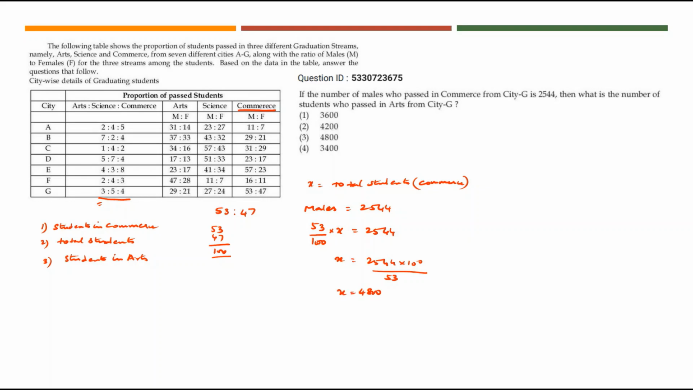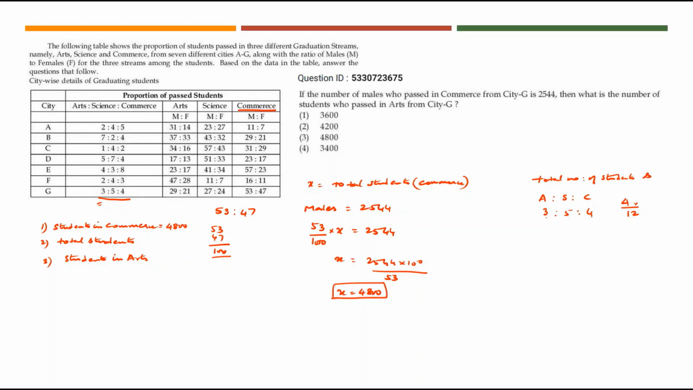Do we need to find the number of females? We don't need to find that, because we want the total number of students in the Commerce stream. So the students in the Commerce stream value will be 4800. Now we have to find the total number of students. Let's take the variable s here. So what is the ratio for Arts, Science, Commerce? It is 3:5:4. We know 3 plus 5 is 8, 8 plus 4 is 12.